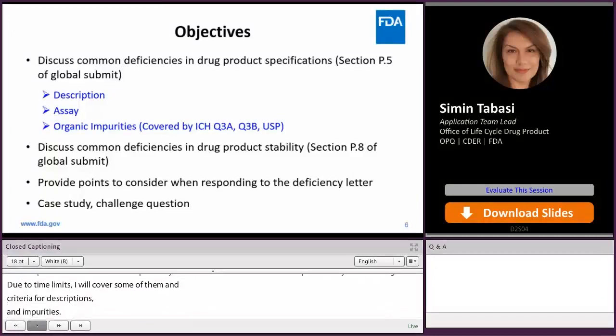Second, I will also discuss some common deficiencies in drug product stability. For each of the above sections, I will provide points to consider when responding to deficiency letters. And finally, I will provide a case study with 2 challenge questions.